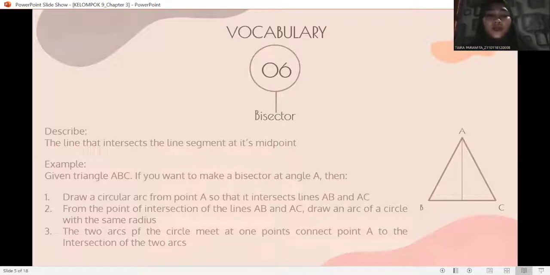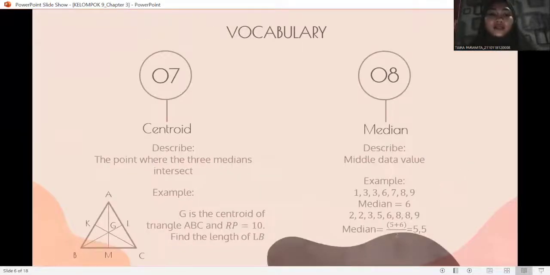2. From the points of intersection of the lines AB and AC, draw an arc of a circle with the same radius. 3. The two arcs of the circle meet at one point. Connect point A to the intersection of the two arcs. In the picture, triangle ABC.